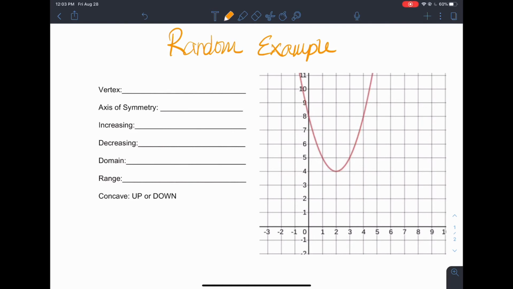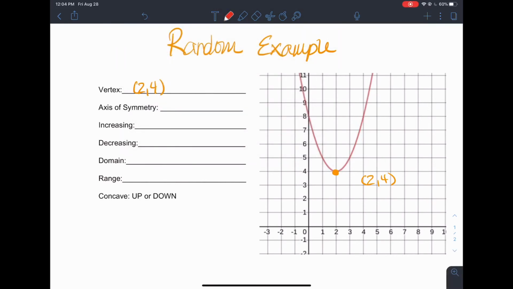So remember, vertex is the turning point of the parabola. As we go through this, maybe try and guess what the answer would be before I just tell you, so that way you're actively thinking about the problem, right? So here, the turning point is right here. It's where the parabola turns around. This point is 2, 4, right? So the vertex is at 2, 4. Easy.